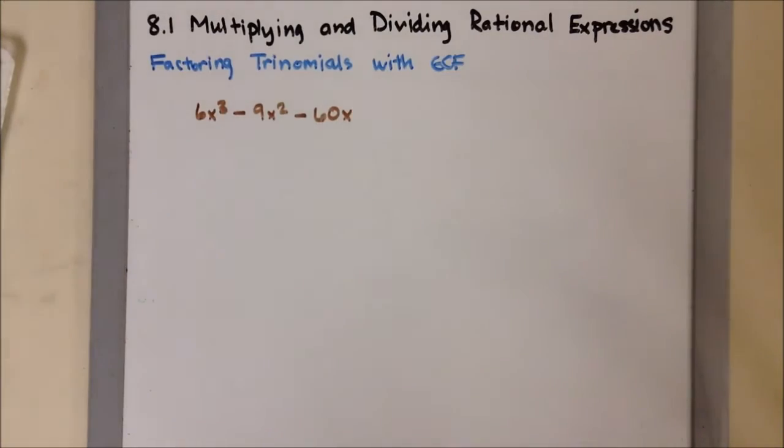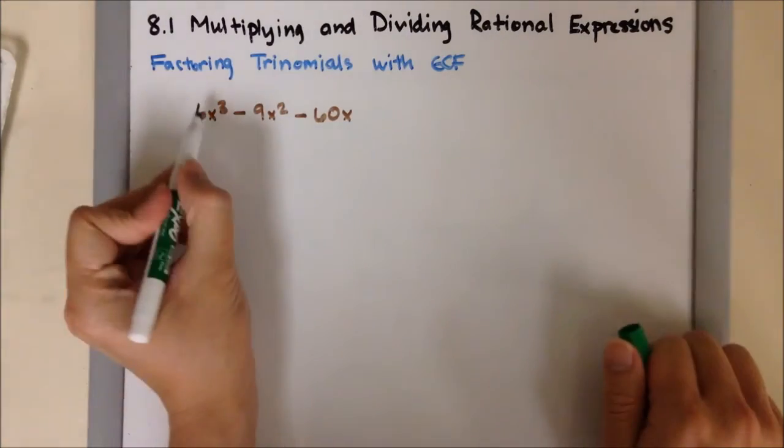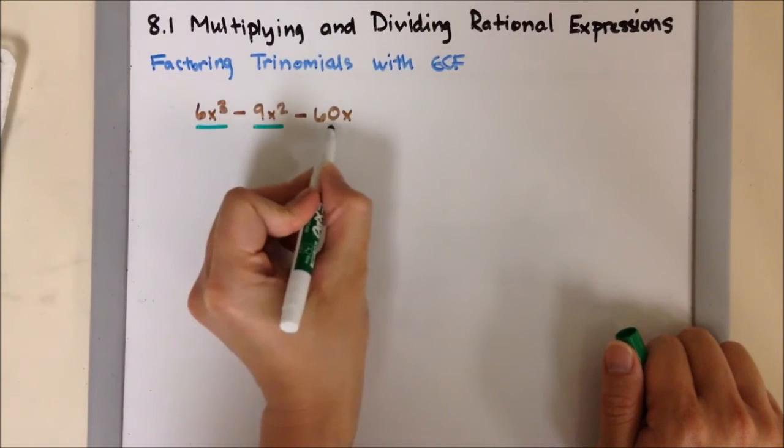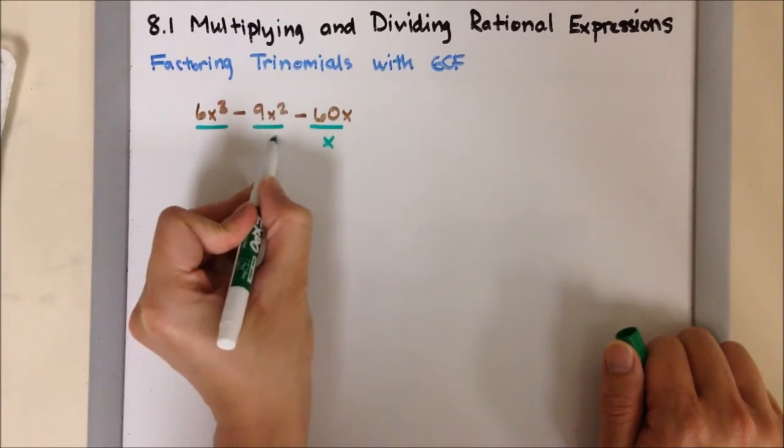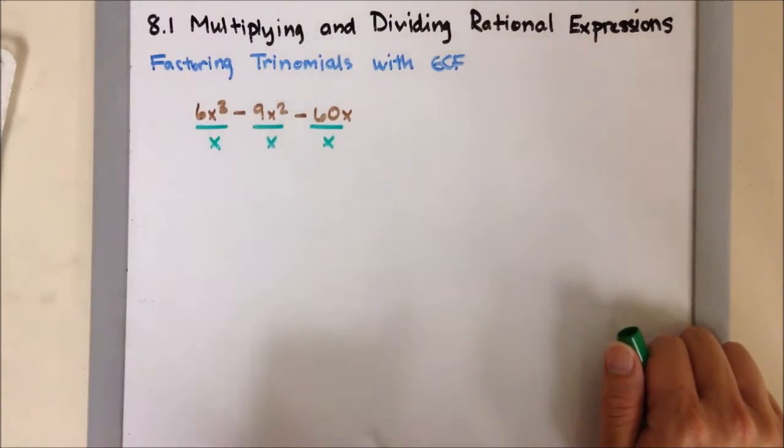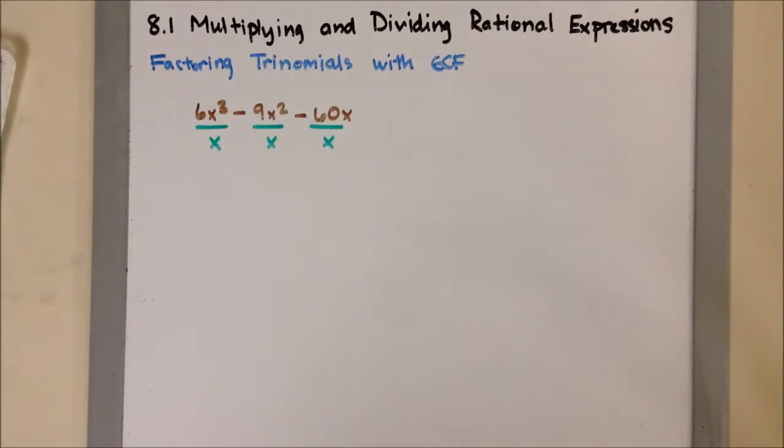In this example, we have 6x to the third minus 9x to the second power minus 60x. So when you're factoring, again, it's best to check if you have a common factor. So let's take a look in each of the three terms. They all have x's, so we're going to factor out the x. In addition, we have a common number between 6, 9, and 60.